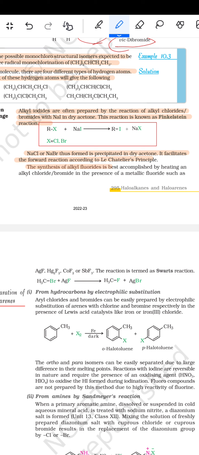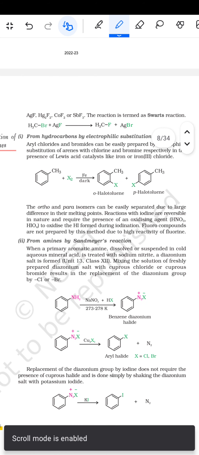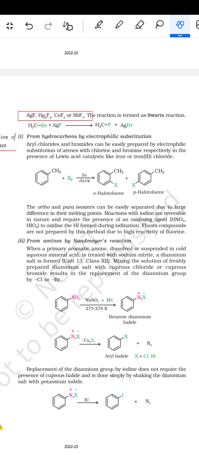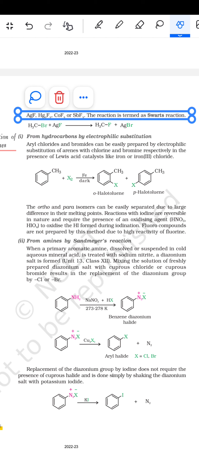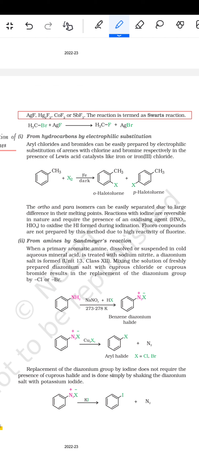The synthesis of alkyl fluorides is best accomplished by heating an alkyl chloride or bromide in the presence of a metallic fluoride such as AgF, Hg2F2, CoF2, SbF3. This reaction is termed the Swarts reaction. Now CH3Br plus AgF gives CH3F plus AgBr.